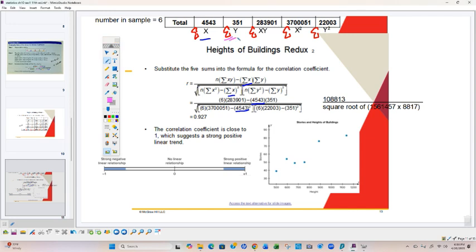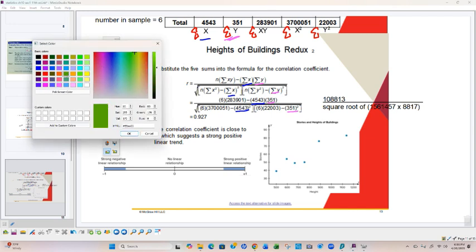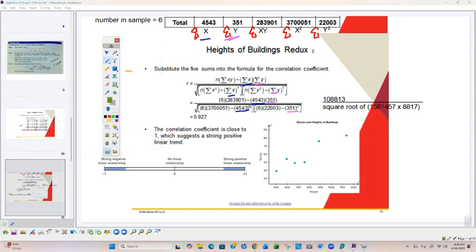Sum of my y's is 351. So my sum of the y's goes here and here. So my 351 goes here and here in the formula. Next one, my sum of my x times y. That one goes here. So my 283,901 goes here.